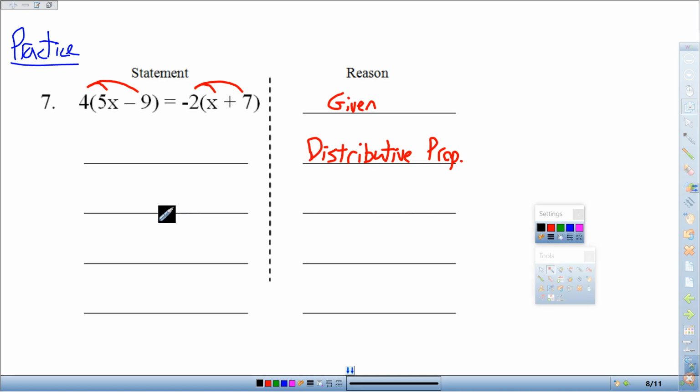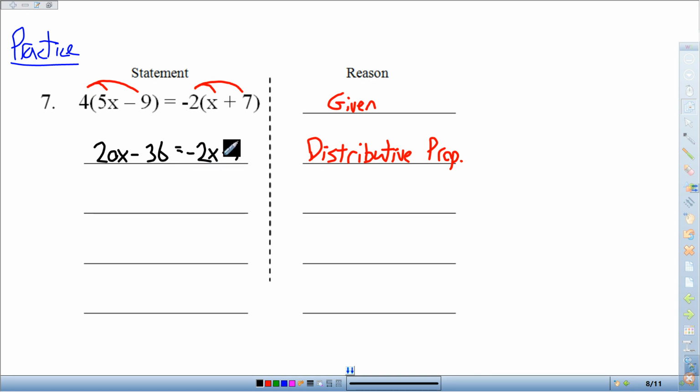All right, and let's see what we got here. So we got 20x minus 36 equals -2x minus 14. All right, next thing I notice, variables on both sides. I'm going to get them to the same side. Here's the thing. If I want to get the 2x over to that side, I would add 2x. All right, and that's what I'm going to do.